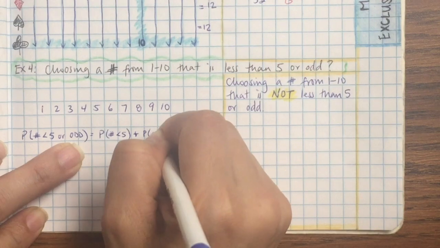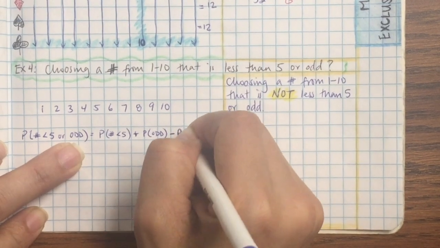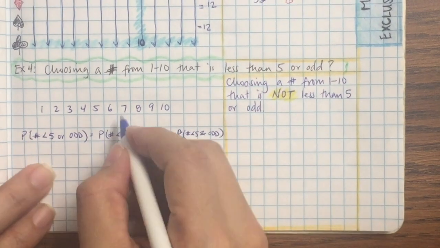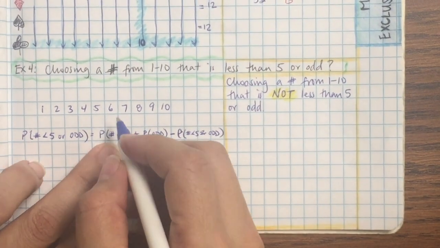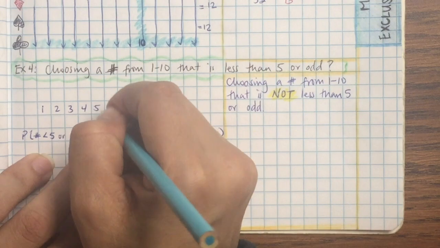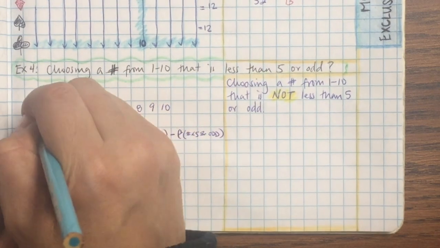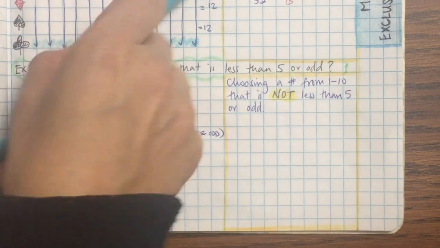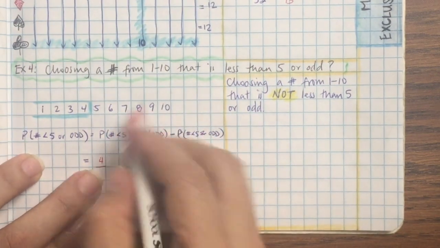Plus, because it's OR, the probability that it's odd. Minus the probability that it's both. Because remember, in an inclusive one, you have to subtract the ones that are both. So probability that it's less than 5, how many numbers are those? I'm going to mark down what's less than 5. And I have 4 out of how many possible numbers? 10. So it's what I want over the total.